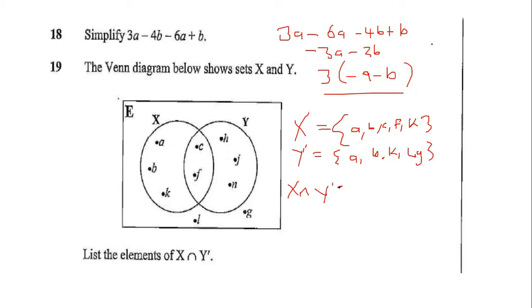So X intersection Y complement will be given by, so we find those that are found in both. So we have A in here and we have A in there. We have B and B. Okay, so here we have A, comma, B, comma. So here C is not there. We have F, no, we have K. So we have K and K. So here we are going to have K. So those are the ones that are found in both those sets. So to write the answer is just A, B, K. All right, we proceed to 20.